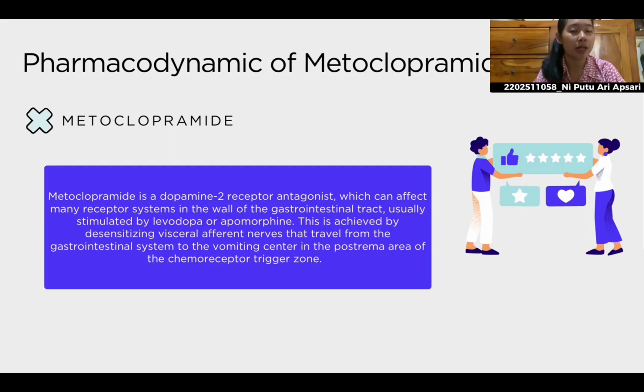My name is Putu Ari Apsari with the last 3 digits of my student number as 058. I will talk about pharmacodynamics of metoclopramide. Metoclopramide is a dopamine 2 receptor antagonist which can affect many receptor systems in the wall of the gastrointestinal tract, usually stimulated by levodopa or apomorphine. This is achieved by desensitizing visceral efferent nerves that travel from the gastrointestinal system to the vomiting center in the area postrema of the chemoreceptor trigger zone.